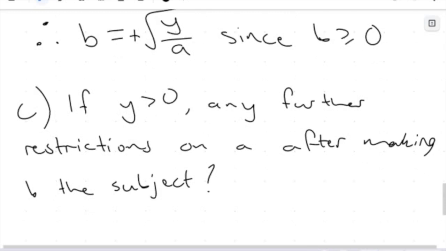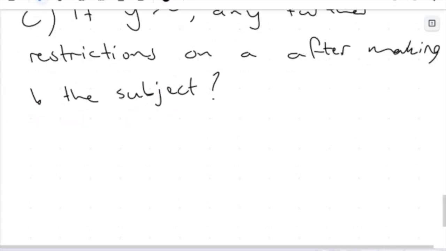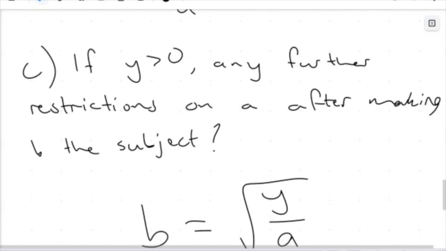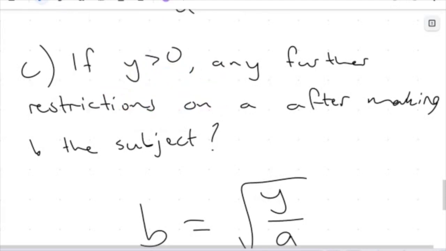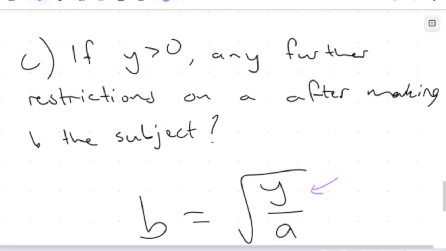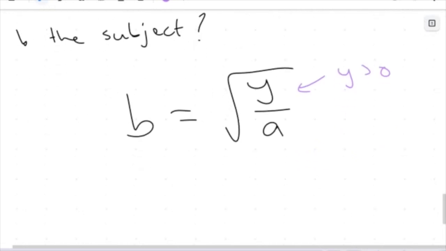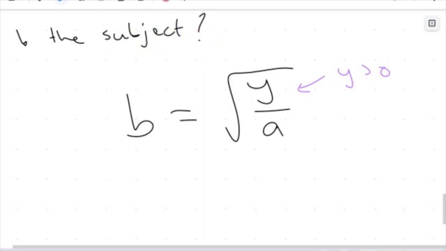Now, let's look at this current equation with b being the subject. I have that b equals the square root of y over a. Now, we're assuming here that a particular restriction has been made on y. So y is a number that's greater than 0, or in other words, y is a positive number. Now, how does that affect a? Well, if y is a number greater than 0, what would happen if a was a negative number?